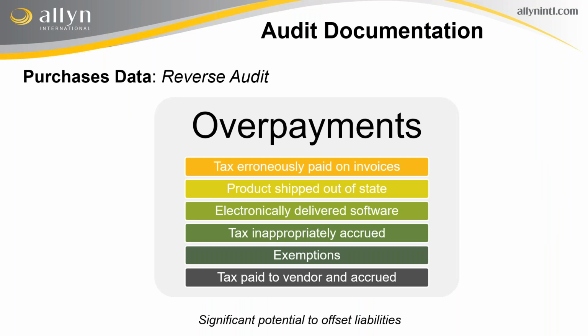Conducting what is called a reverse audit or an overpayment review of purchases could be a huge potential to offset liabilities. The auditor is looking for tax due, and you do the opposite. You look for tax that might be overpaid.